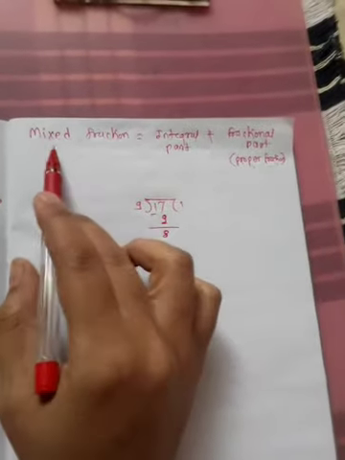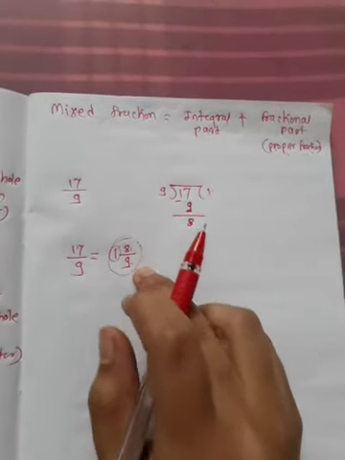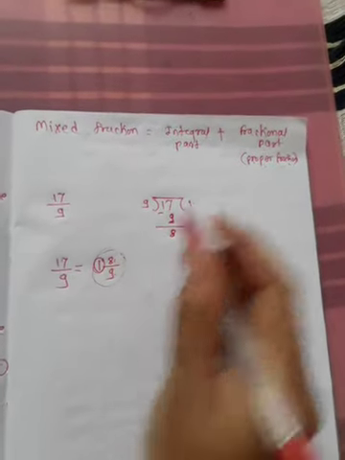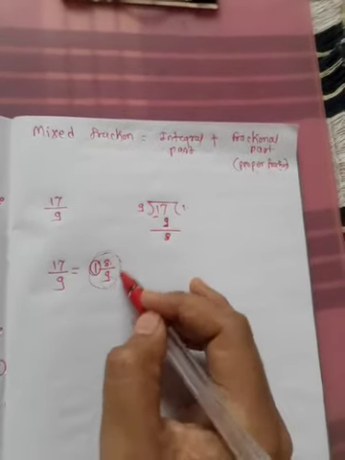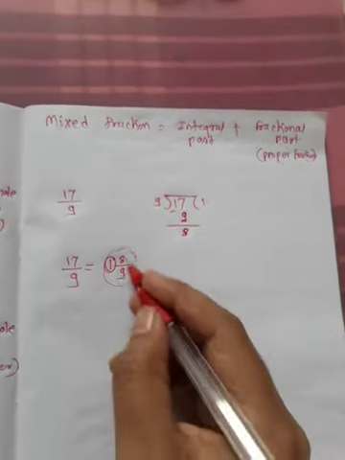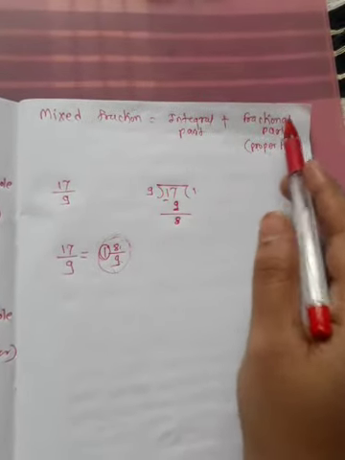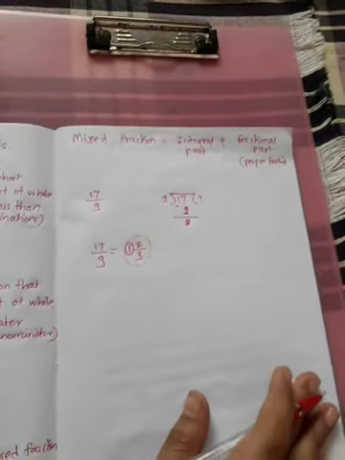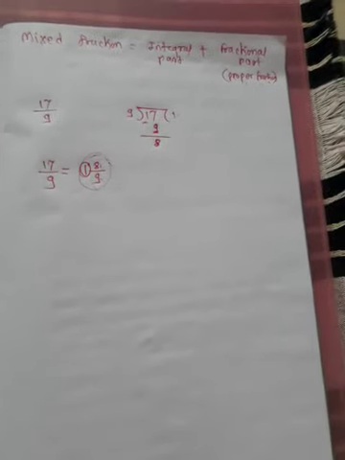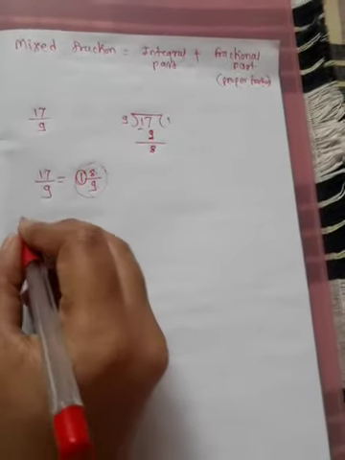So a mixed fraction is a combination of an integral part and a fractional part, and this fractional part is always a proper fraction. So a mixed fraction is a combination of integral part plus fractional part. Okay, so you understood about the mixed fraction. Now what is the fourth type?